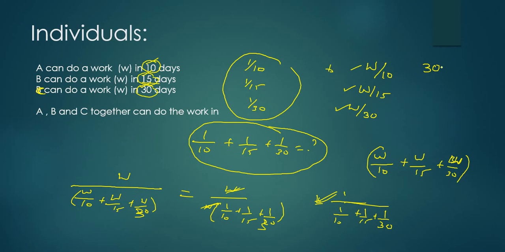See here, assume the total work as 30. In 10 days A can complete the total work, 30 units of work. Per day A will do how many units? 3 units. Similarly, in 15 days B is doing 30 units. Per day B will do how many units? 2 units.